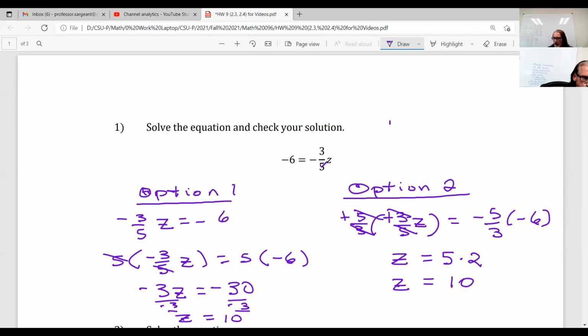Our check: negative 3/5 times 10. I would divide 5 into itself once and into 10 twice. Negative 3 times 2 is negative 6, what we desired on the other side of the equation.